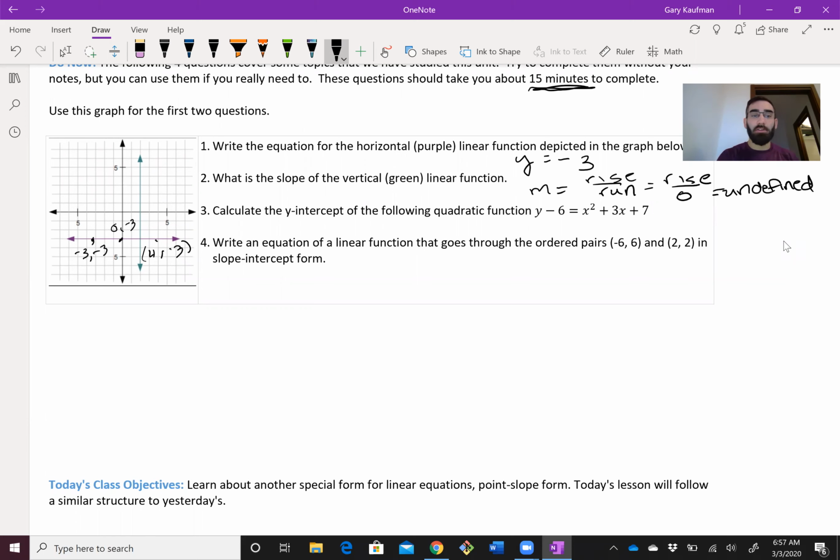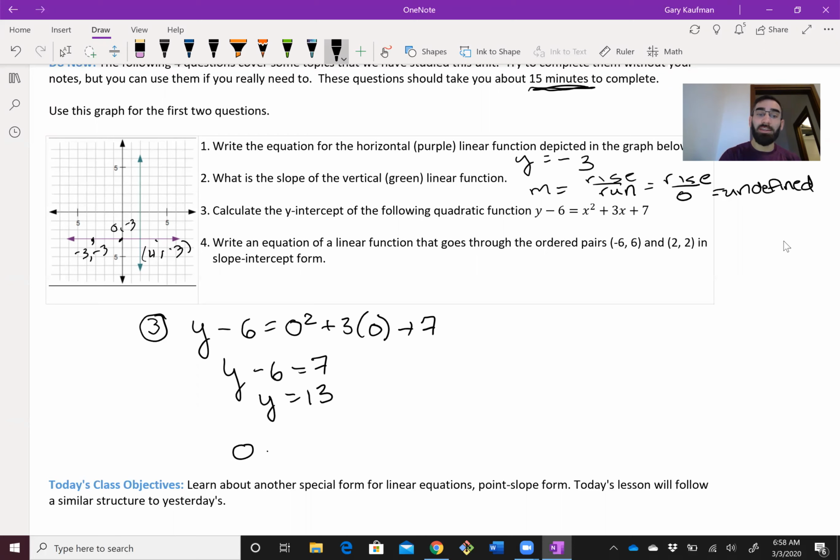Calculating the y-intercept. I'm not going to do that down here because I don't want to squeeze. Y-intercept, x is 0. So y minus 6 equals 0 squared plus 3 times 0 plus 7. That's y minus 6 equals 7. Y equals 13. Don't forget to write your answer as an ordered pair.